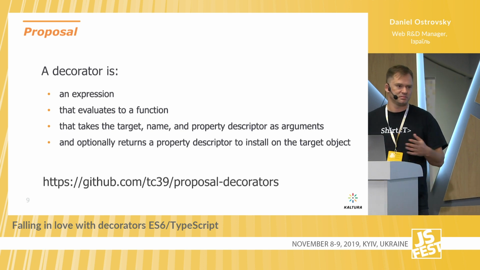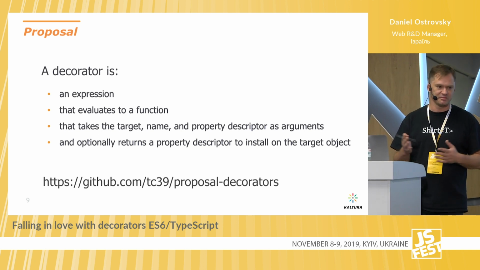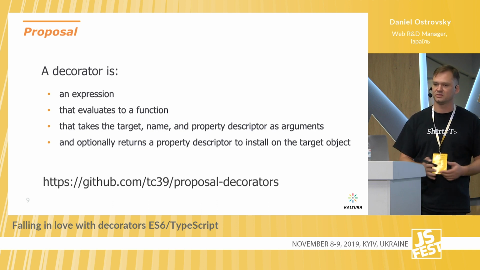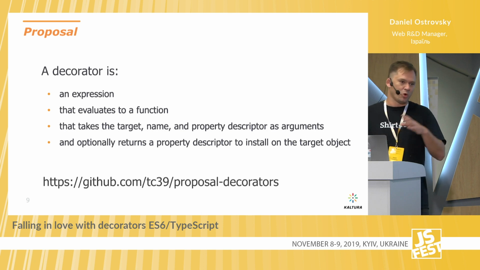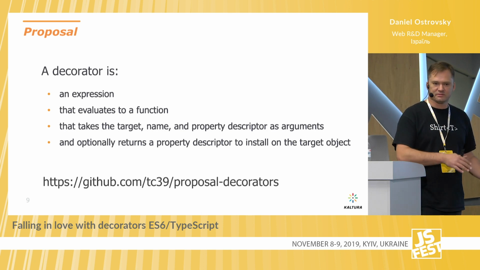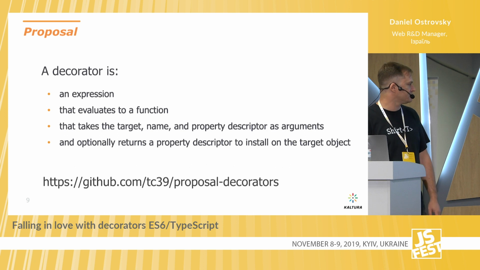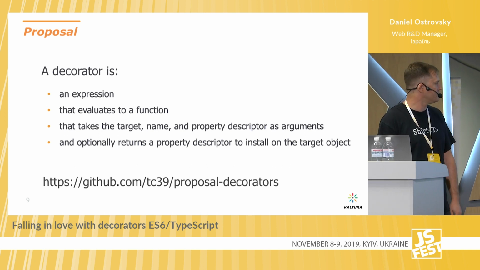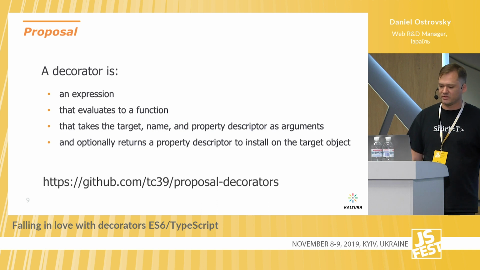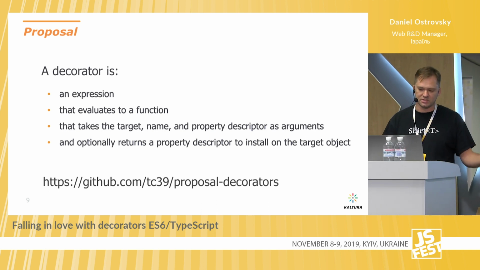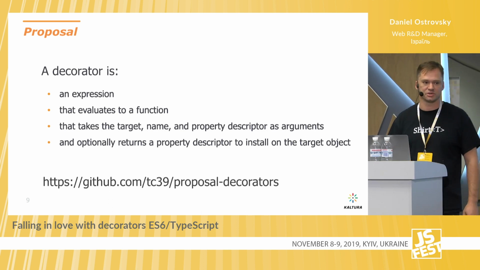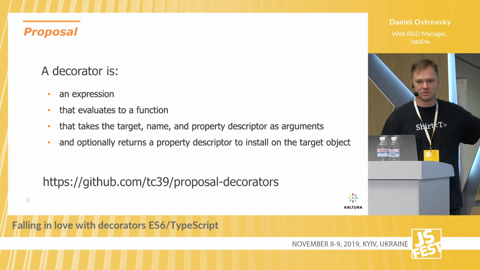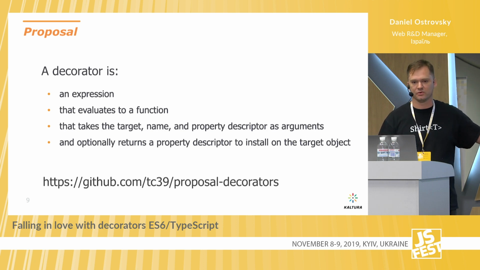Basically, the same description applies if somebody is familiar with Python and has ever used Python in their life, you know what decorators are. It's just copy-paste from Python to JavaScript, more or less. So the proposal description was pretty simple. A decorator is an expression that evaluates to a function, takes the target, name and property descriptor as arguments, and optionally returns a property descriptor to install on the target object. It's an old description, an old proposal. It's relevant only for class methods.